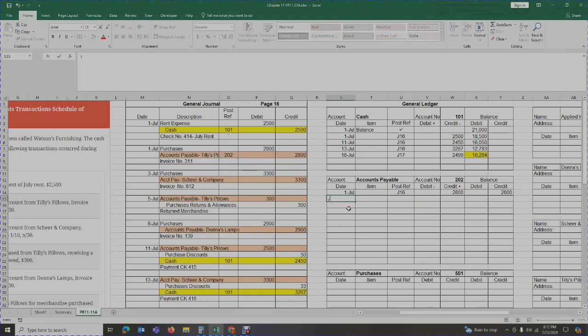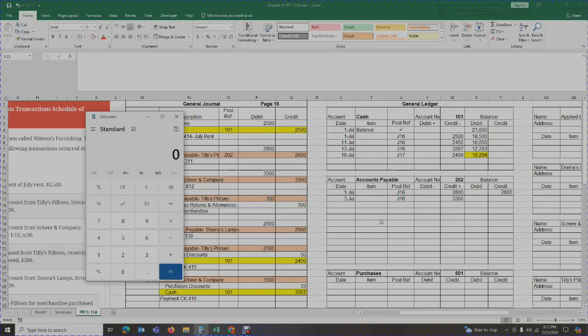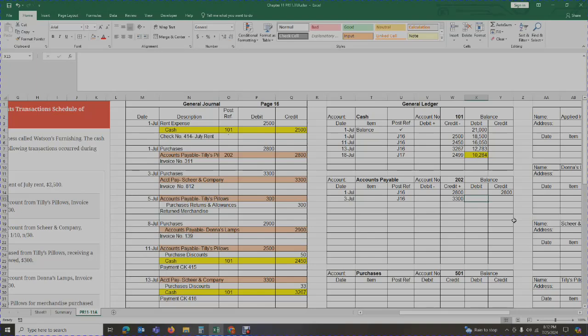Okay, now we're going to go to July the 3rd, journal 16, and we have another credit of 3,300. So if it's a credit, we say we added it. So we have 2,800 credit plus 3,300 credit. My balance is 6,100 credit. Okay, so that happened on the 3rd. I'm going to go back and I'm going to enter account number 202.